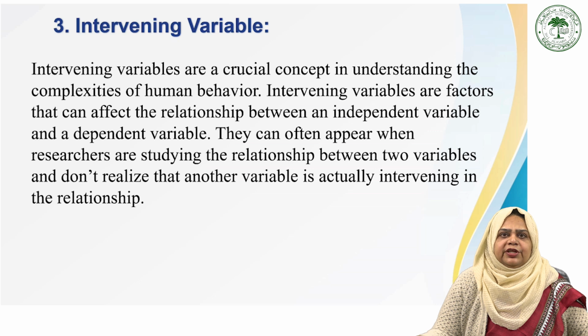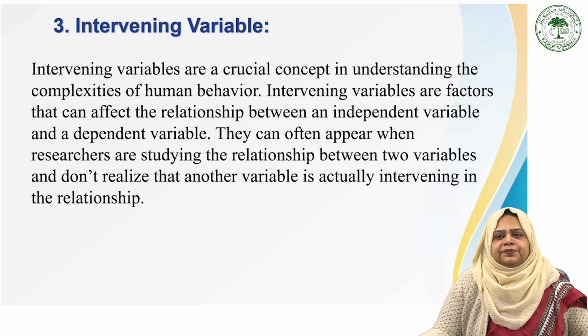The third category of variables from the viewpoint of causal relationships is the intervening variable. Intervening variables are factors that can affect the relationship between an independent variable and a dependent variable. They can often appear when researchers are studying the relationship between two variables and don't realize that another variable is actually intervening in the relationship.